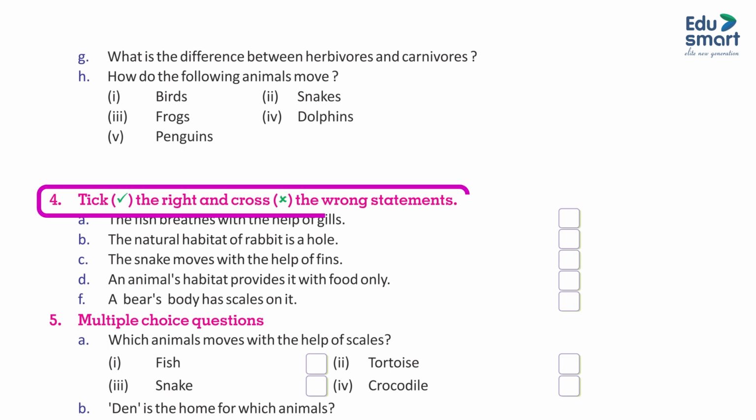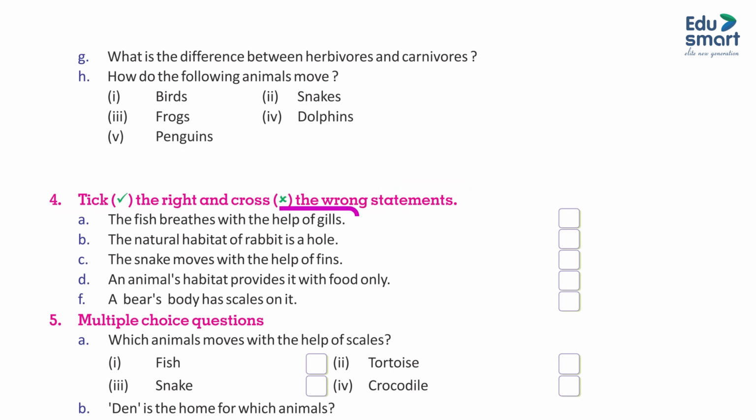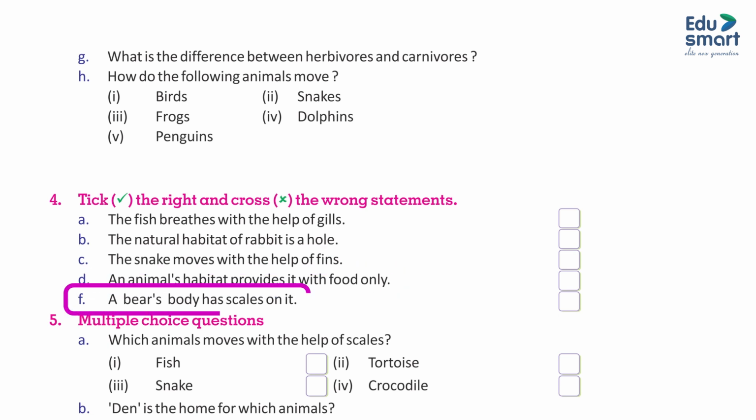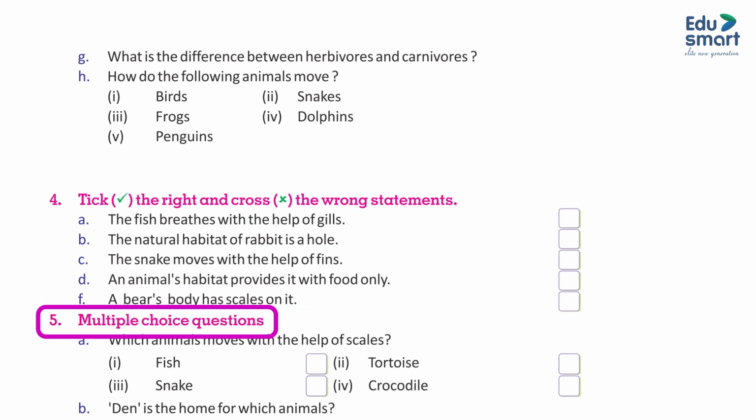4. Tick the right and cross the wrong statements. A. The fish breathes with the help of gills. B. The natural habitat of a rabbit is a hole. C. The snake moves with the help of fins. D. An animal's habitat provides it with food only. F. A bear's body has scales on it. 5. Multiple choice questions.